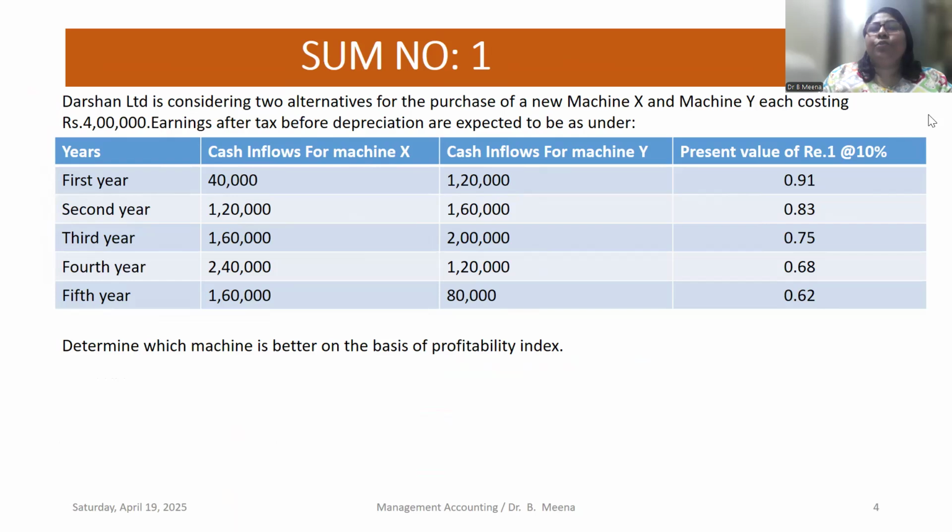Check out one problem to have more understanding of that. Darshan Limited is considering two alternatives for the purchase of a new machine, X and Y. The cost is 4 lakhs. The earnings after tax and before depreciation are expected to be as under. So we have the cash inflows of machine X and machine Y from the first year to the fifth year, after tax but before depreciation. The discount percentage given is 10%, and the values are also given. Determine which machine is better on the basis of profitability index.